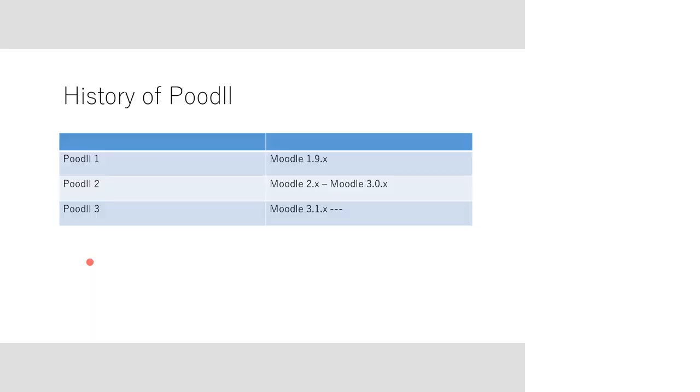History of Poodll. Well, Poodll started out in Moodle 1.9, and it was quite a different thing back then. I was really aiming to build a virtual language lab of sorts on Moodle. But in Poodll 2, we went through a large transition to the new file system and the new APIs, because that was a really big change from 1.9 to 2.x. And Poodll 3, this is where we have all these nice features, which I'll talk about now, new features.